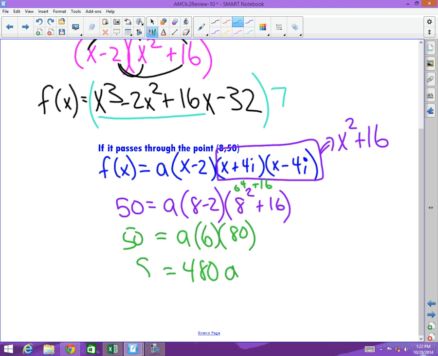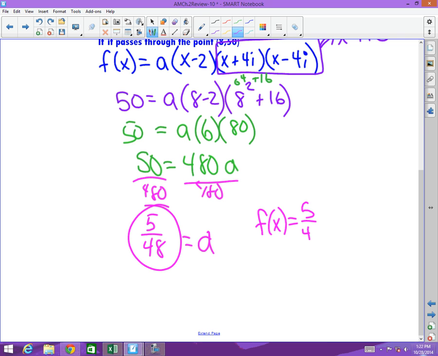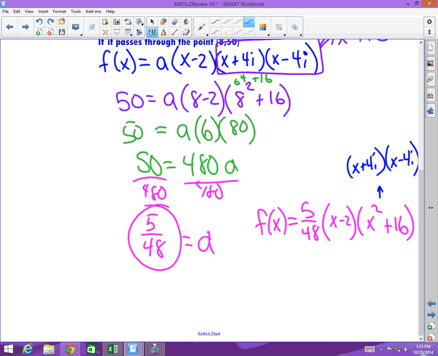480a equals 50. And then when you divide by 480, you would get a is equal to 5 over 48. And you can just leave that. And then you would write your function as f of x equals 5 over 48 times x minus 2, x squared plus 16. Or if you wanted to write those as x plus 4i, x minus 4i, you could.